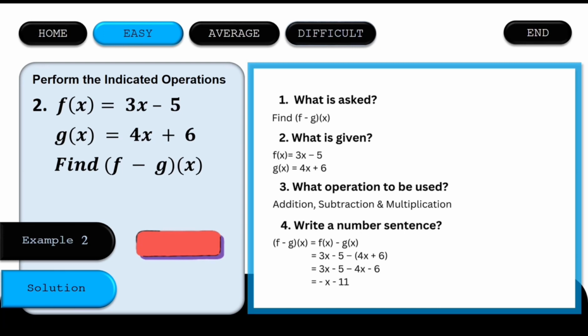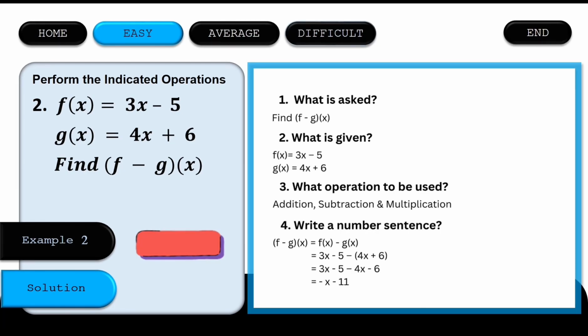And by substituting the given values, magkakaroon na tayo ng equation na 3x minus 5 minus quantity 4x plus 6. Distribute lang natin ang ating negative sign. We will now have negative 4x minus 6. And by combining like terms, ang ating 3x at ang ating negative 4x, magkakaroon na tayo ng negative x and ang ating negative 5 and negative 6 which is negative 11. So ito na ang ating final answer.